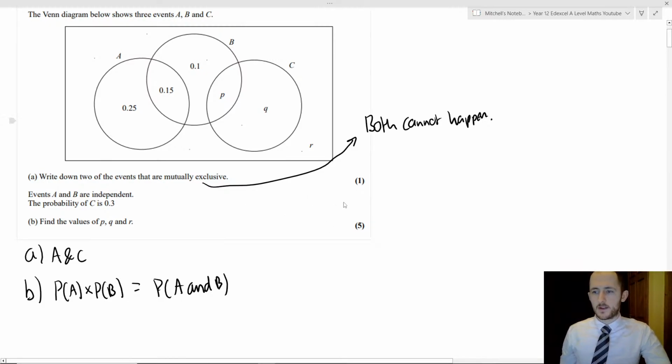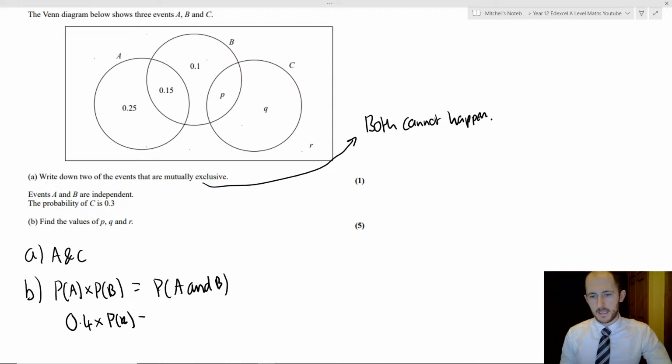So how's this going to work for this question? Well, we need to find P, Q and R, and we're going to use the fact that the probability of A times the probability of B is equal to the probability of A and B. If we read that off, the probability of A is both of these probabilities added together, so 0.25 plus 0.15, which is 0.4. So 0.4 times the probability of B equals the probability of A and B, which is 0.15.